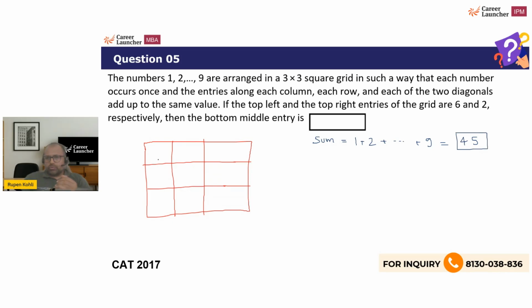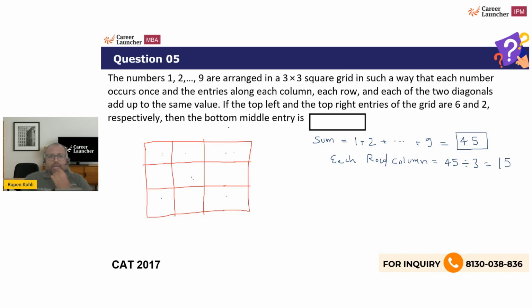There are 3 rows. There are 3 columns. So the sum of each row and each column is the same. So therefore this 45 has to split equally among them. So each of them add up to 45 divided by 3, which is 15. So if I add, let's say, these 3 values along the diagonal, or the other diagonal, these 3 values, they will add up to always 15.